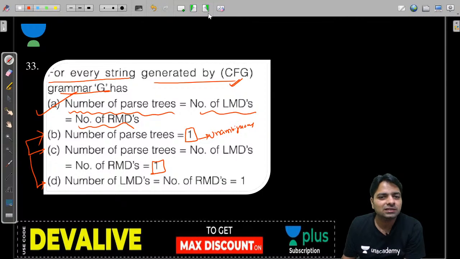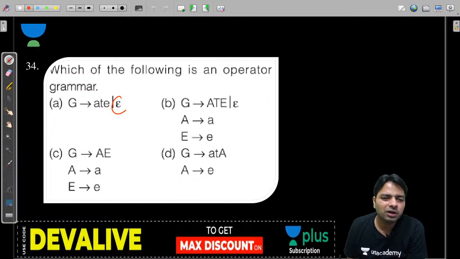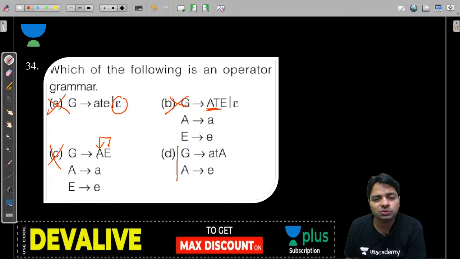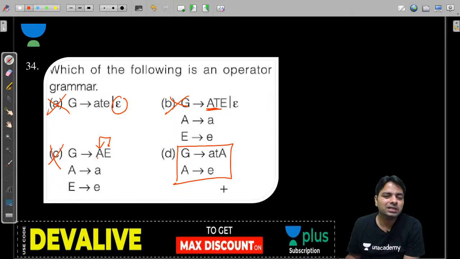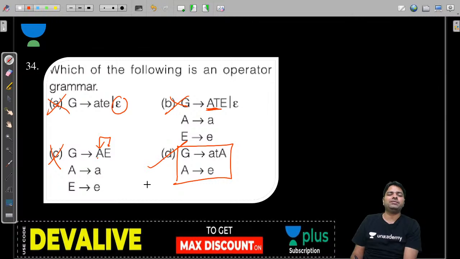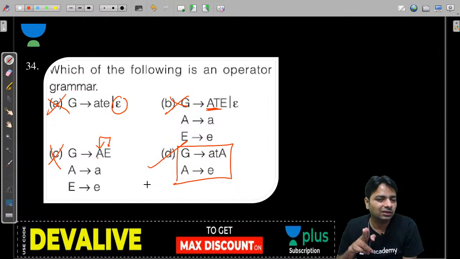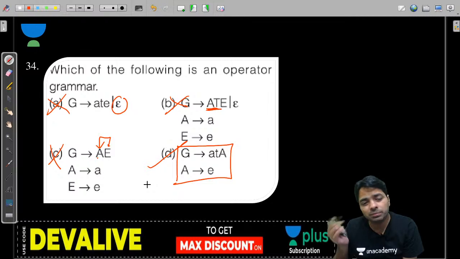It's correct, yes. 34. Which of the following is an operator grammar? No null productions, and two consecutive non-terminals should never appear in an operator grammar. Now here you have two consecutive non-terminals. So in this one, you don't have two consecutive non-terminals, and you don't have a null rule. So option D, yes, very easy. You should not have two consecutive non-terminals and you should not have null productions.